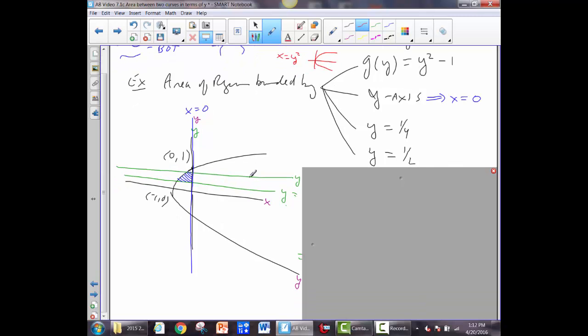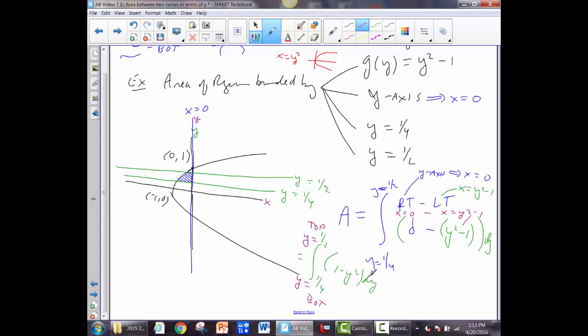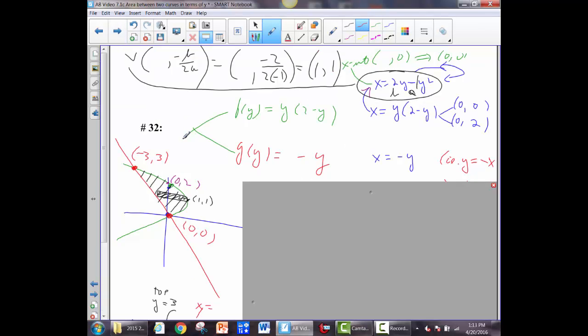Now remember, we're not doing top minus bottom, we're doing right minus left. So it'll be the integral from the bottom border, which is y equals a quarter, to the top border, which is y equals a half, of the rightmost curve. Now in this case, the rightmost curve is the y-axis, which is the line x equals 0, minus the leftmost part, the left border, and the left border is our actual equation, which is x equals y squared minus 1, and of course that's going to be dy. Okay, so then you could actually just rewrite this as 1 minus y squared, and then you can take it from there.